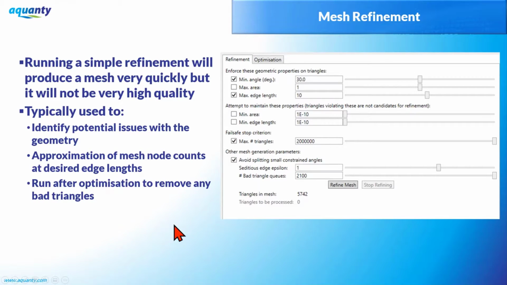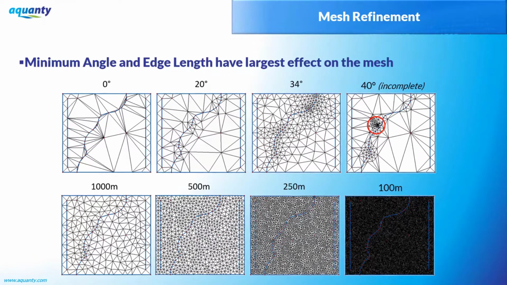So starting off with mesh refinement under the Refinement tab, this would be running a simple refinement that will produce a mesh very quickly, but not necessarily very high quality. This would typically be used to identify any potential issues with the geometry, get an approximation of mesh node counts at our desired edge length, and it is also run after optimization to remove any potentially bad triangles with small angles. I'm just going to highlight here, these are typically the two parameters that we might be adjusting on this tab. That is the minimum angle as well as the edge length.